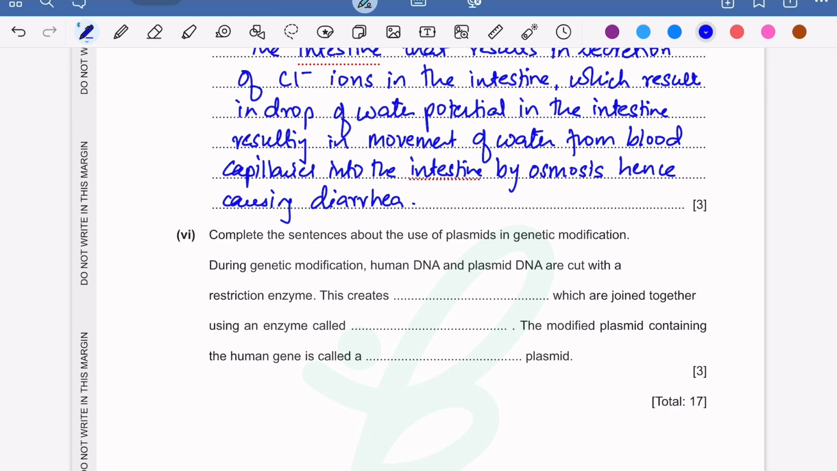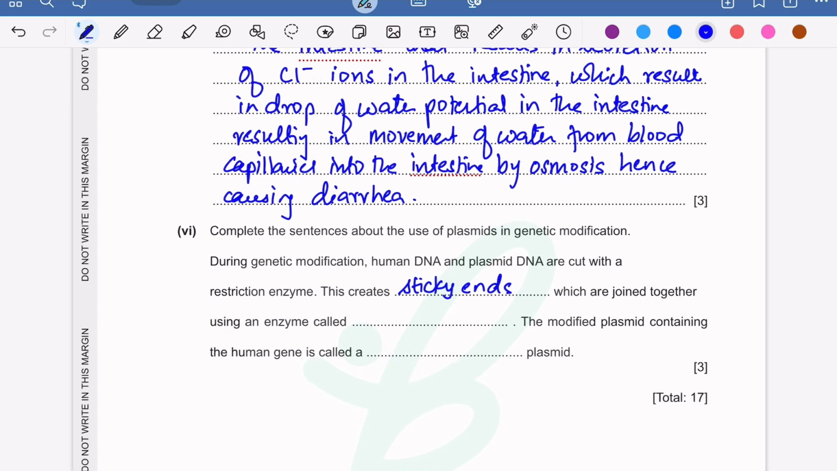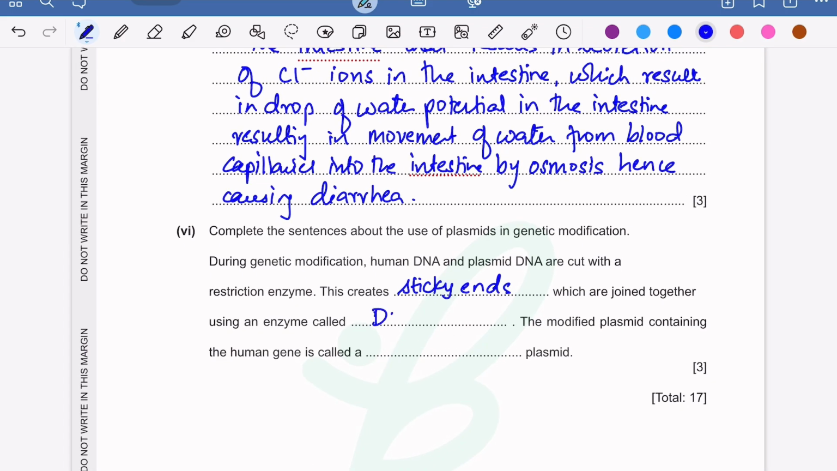Complete the sentence about the use of plasmids in genetic modification. So we need to complete the blanks. During genetic modification, human DNA and plasmid DNA are cut with a restriction enzyme. This creates sticky ends, which are joined together using an enzyme called DNA ligase. The modified plasmid containing the human gene is called the recombinant plasmid.